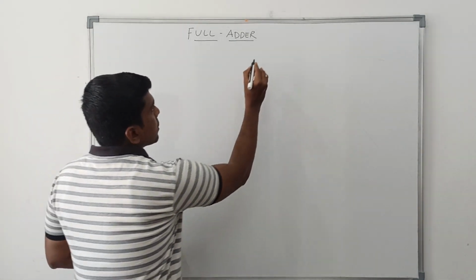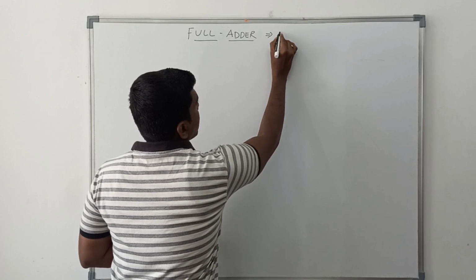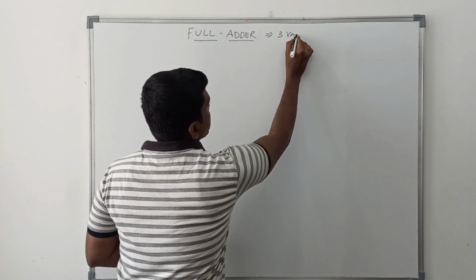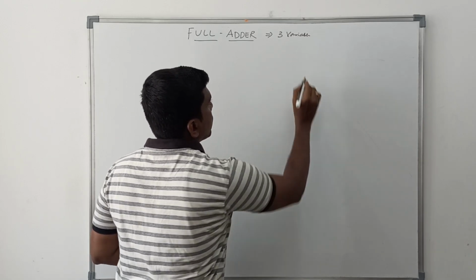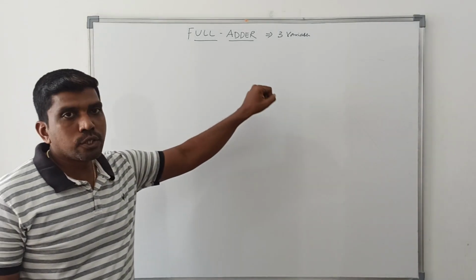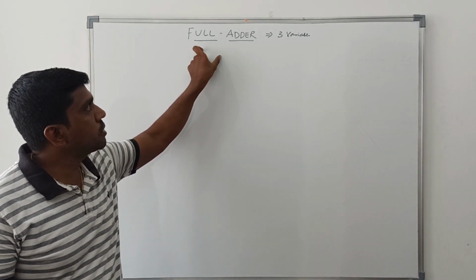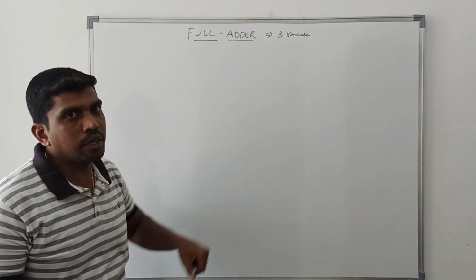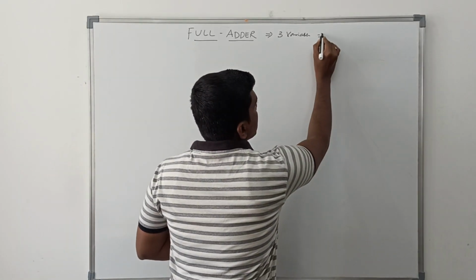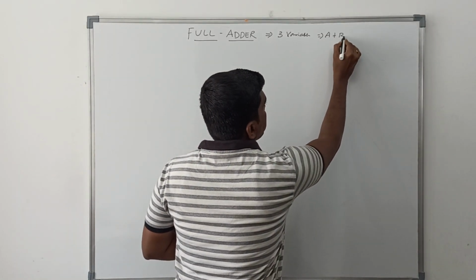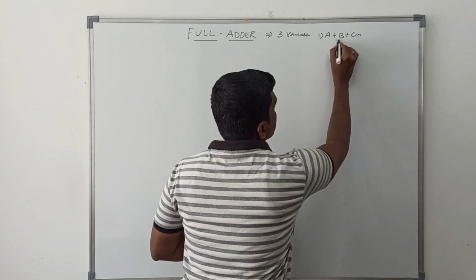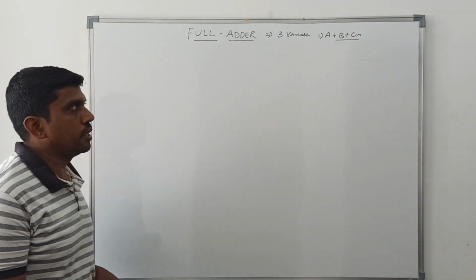So the full adder circuit supports adding three variables. In a half adder, it supports only two variables, but in a full adder circuit, it supports adding three variables. For example, A plus B plus C in. So C in represents carry in.